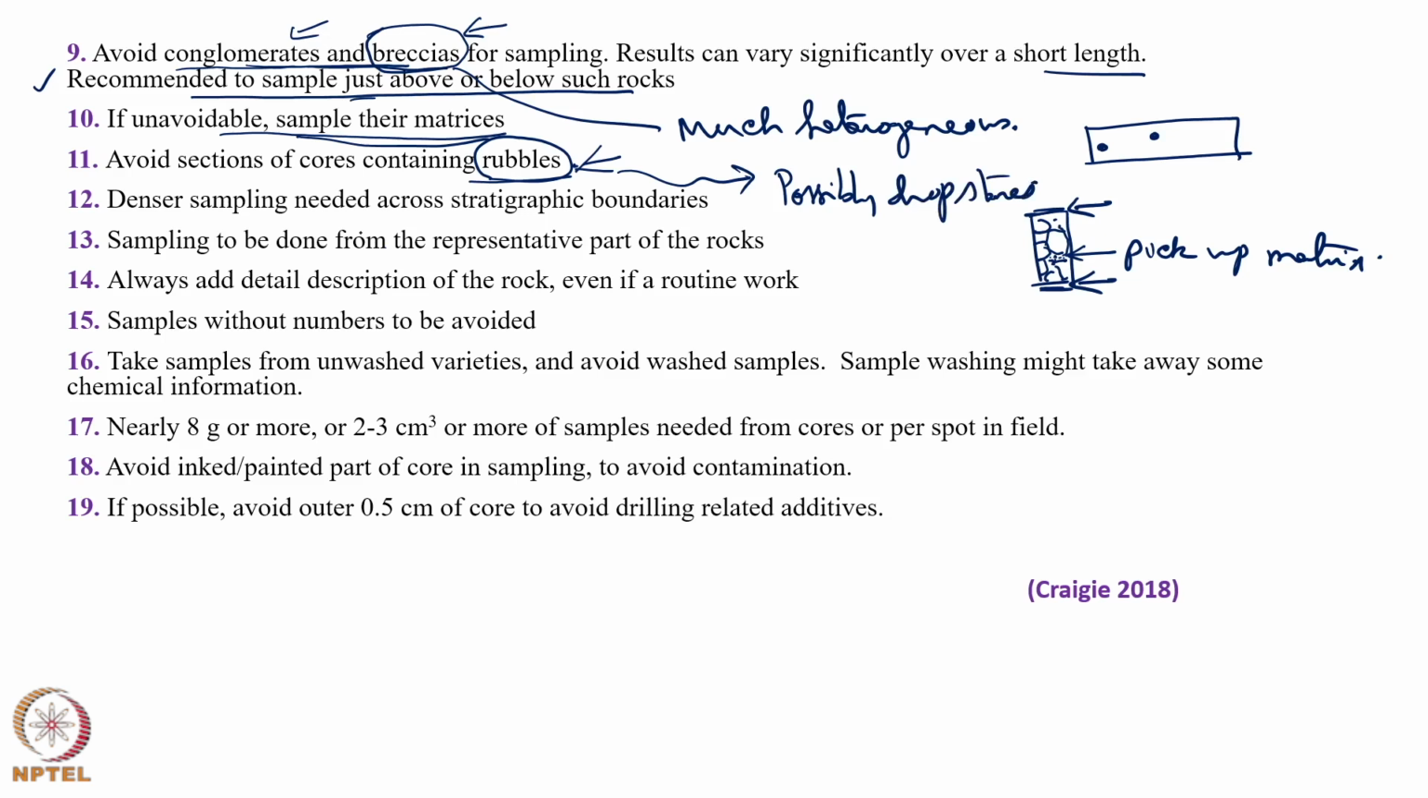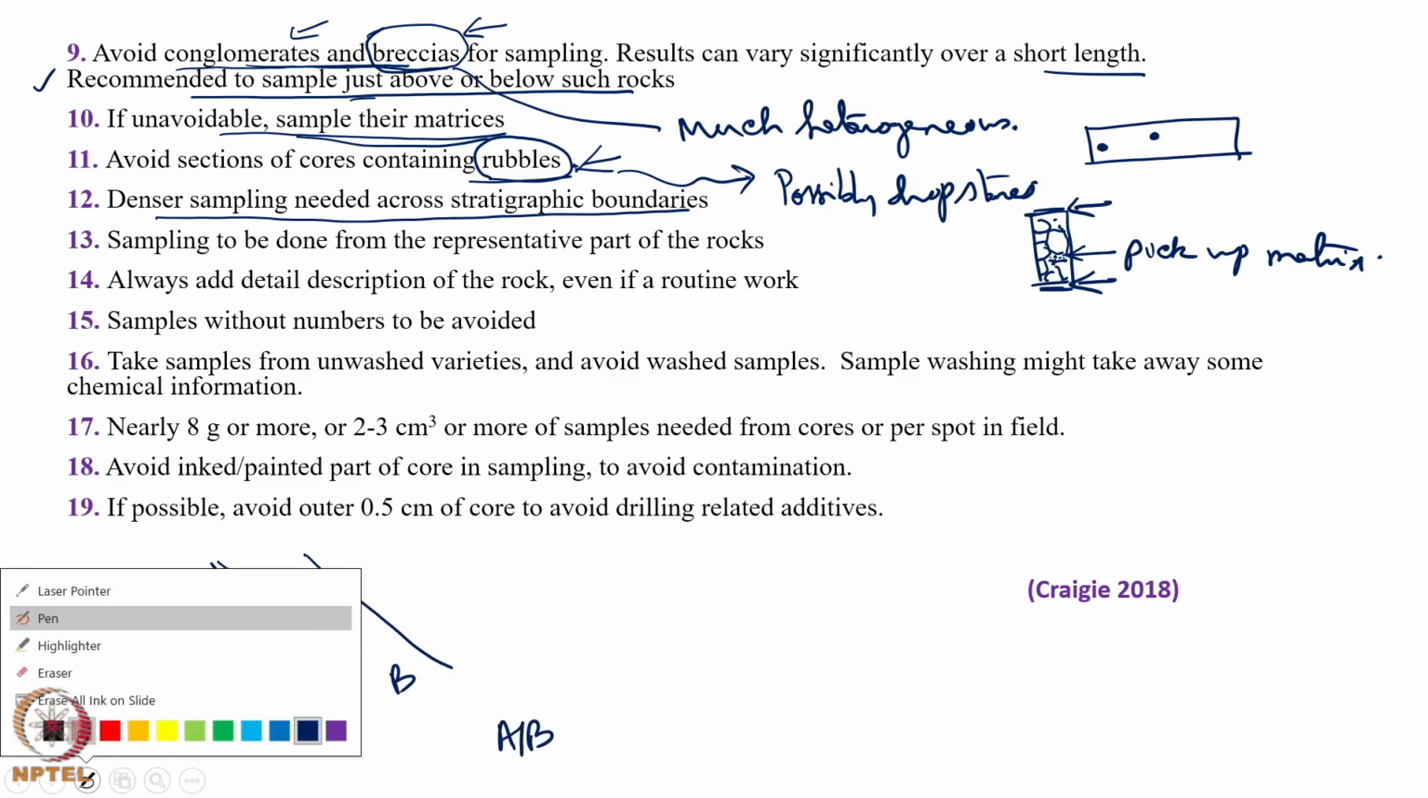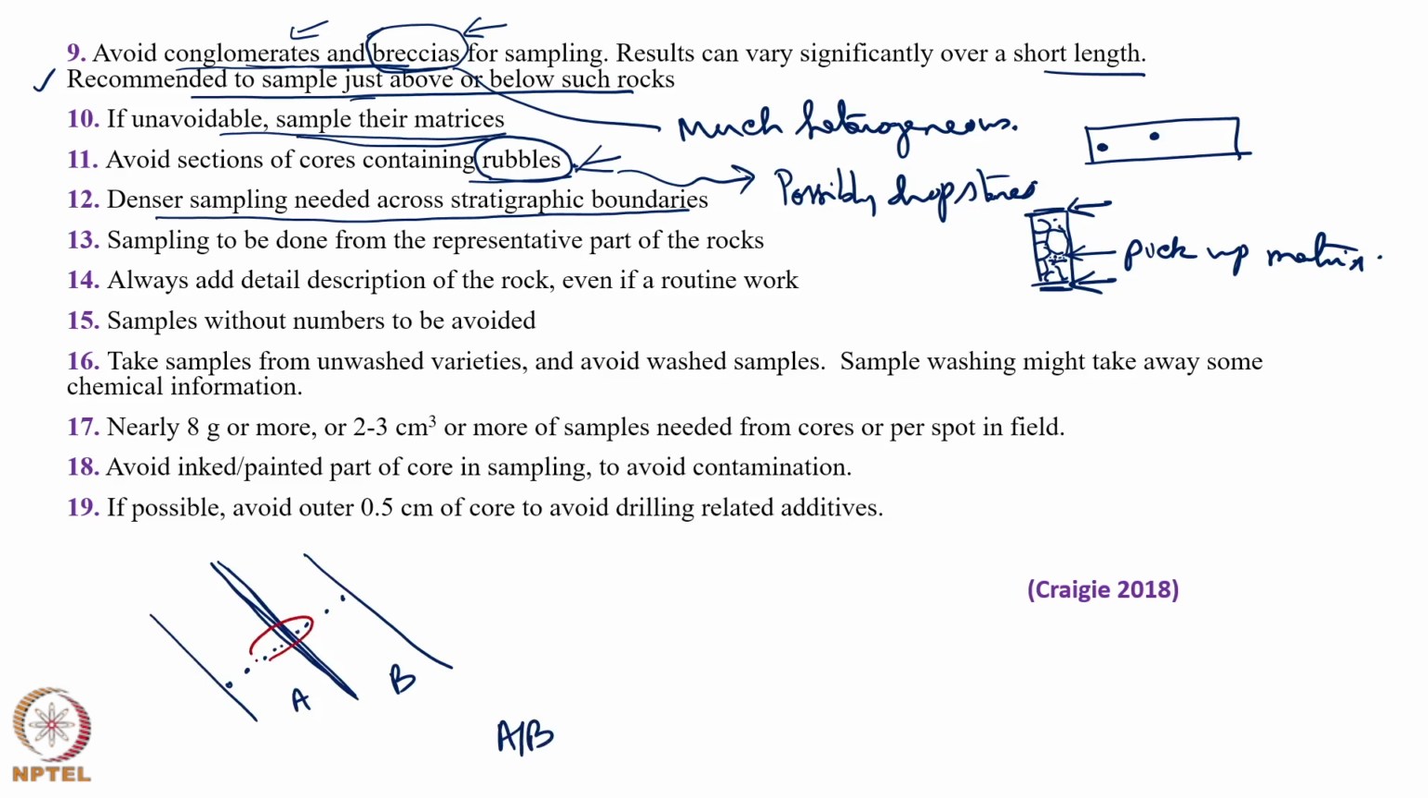Denser sampling is needed across stratigraphic boundaries. Suppose we already know that here between rock type A and B is a stratigraphic boundary. So, the sampling was done at regular intervals, but near the A-B boundary the sampling density has to be increased, as I have shown here, with more points for sampling.